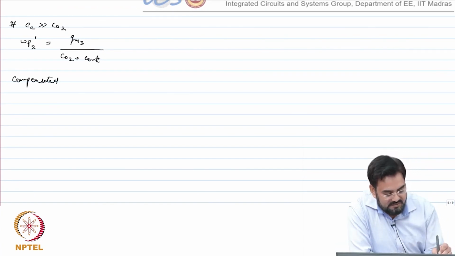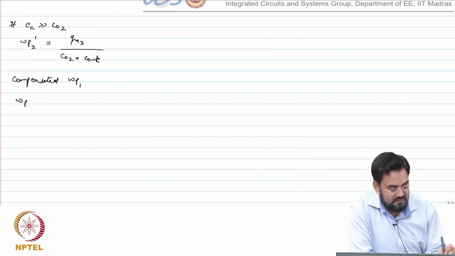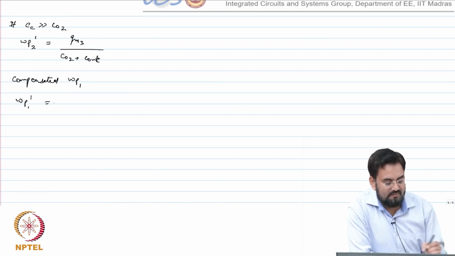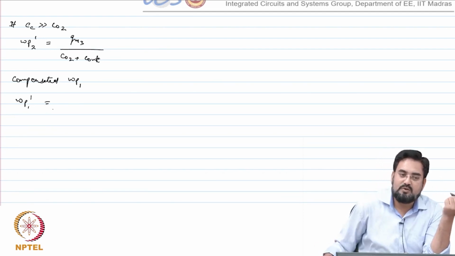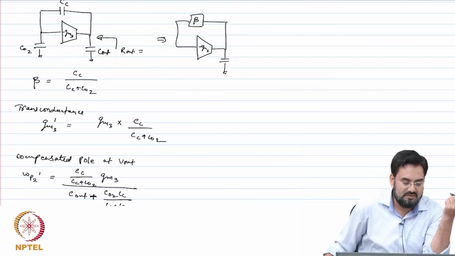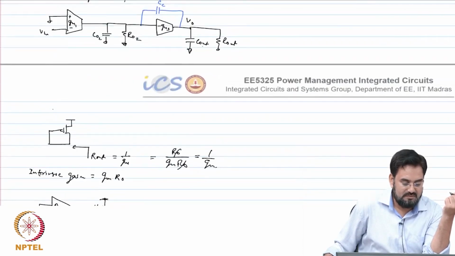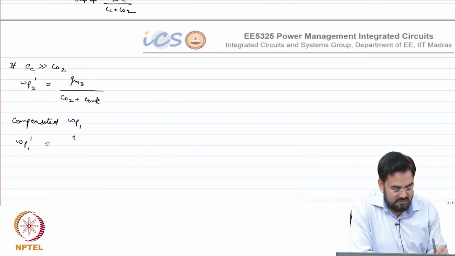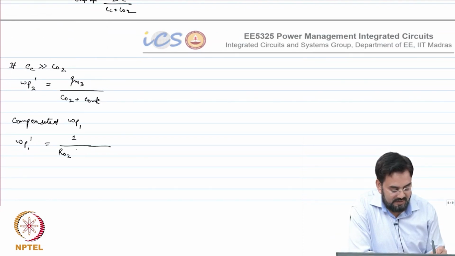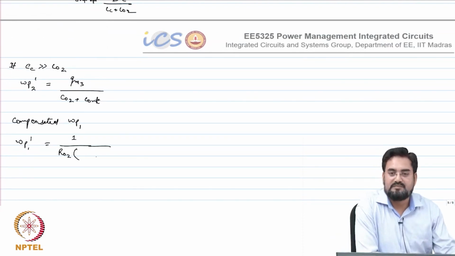Compensated what? Omega P1. What will that be? So, what was the original? The original was 1 over RO2 CO2. So, 1 over RO2, and what will happen to the CO2?